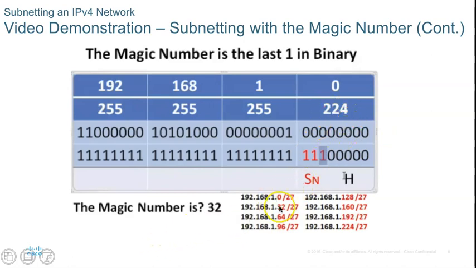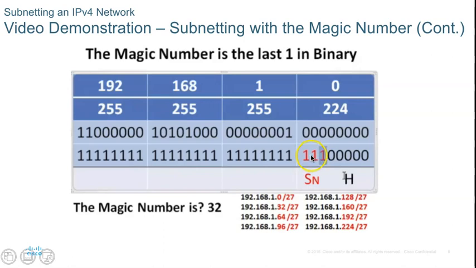Now, what is the magic number according to Dan and a lot of people? I call it the last standing bit. You look at the bits that you borrowed, in this case 3, and you go to the last one standing before you hit the zeros. We call it magic. Why is it magic? Because it identifies the incremental number that you will use to create all your networks.